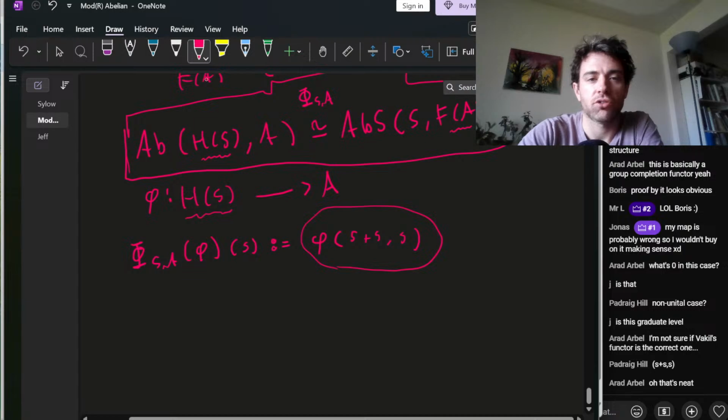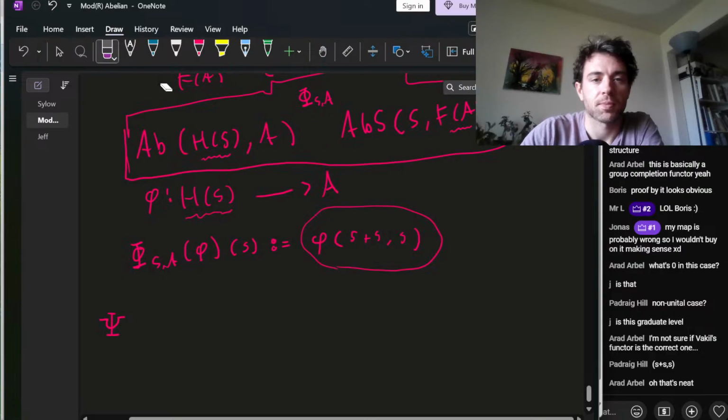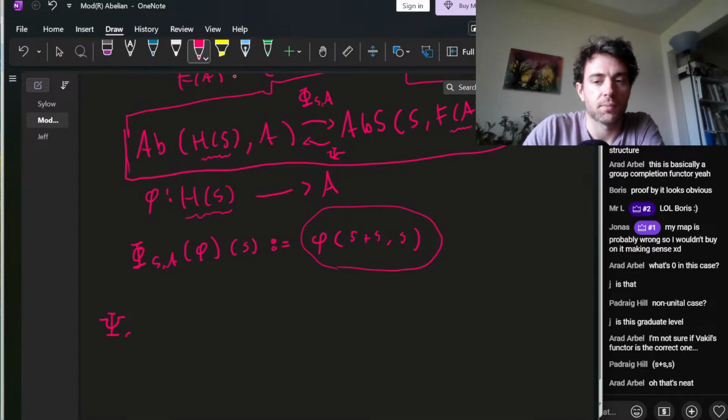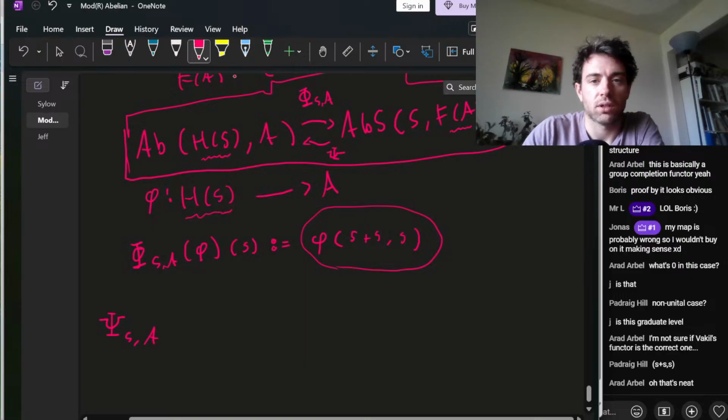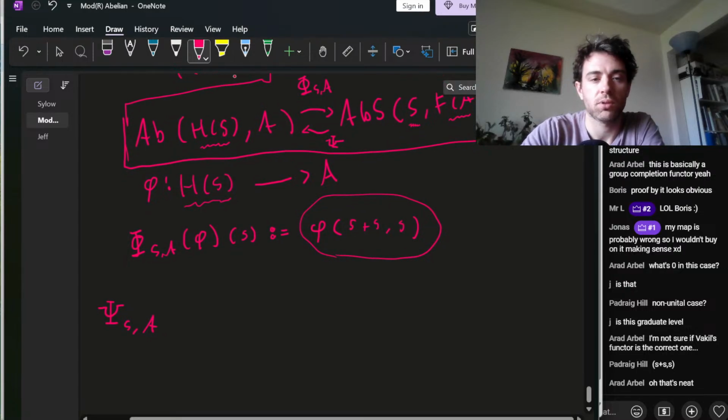And then I want to explicitly define the inverse, right? So if I let psi be the inverse, phi will go this way, psi will go this way, capital psi will go this way. And if we suppose that we have an abelian group, or sorry, just a semigroup morphism, baby psi.